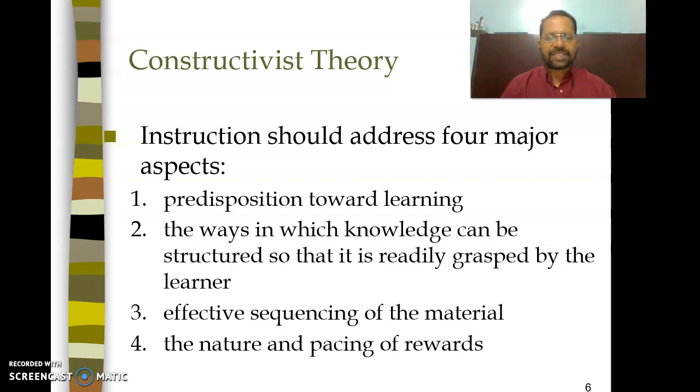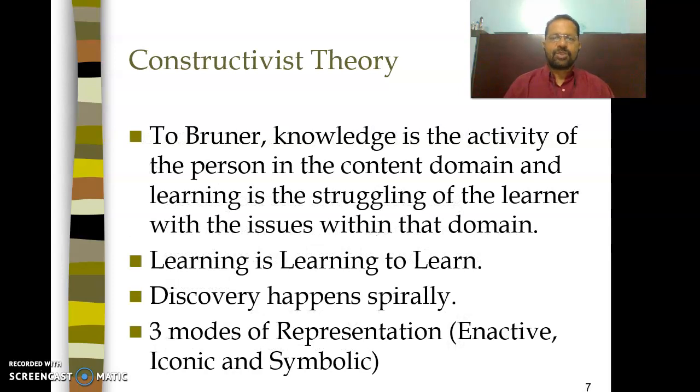Instruction should address 4 major aspects according to Bruner. A predisposition toward learning, the ways in which knowledge can be structured so that it is readily grasped by the learner, effective sequencing of the material, the nature and pacing of rewards. To Bruner, knowledge is the activity of the person in the content domain, and learning is the struggling of the learner with the issues within that domain. Learning is learning to learn. Discovery happens spirally.